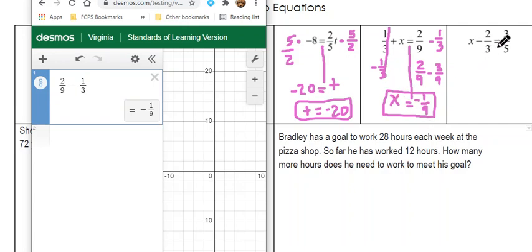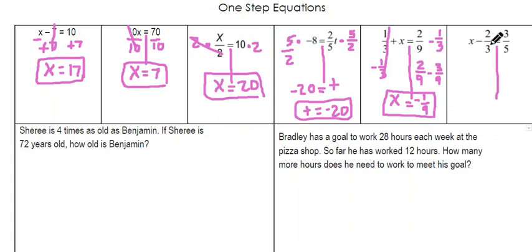All right, this next example, I'm gonna draw my line. I see I have negative 2/3, so I'm gonna do plus 2/3 to get rid of that and leave me with x. Whatever I do to one side, I gotta do to my other side. So I have 3/5 plus 2/3.